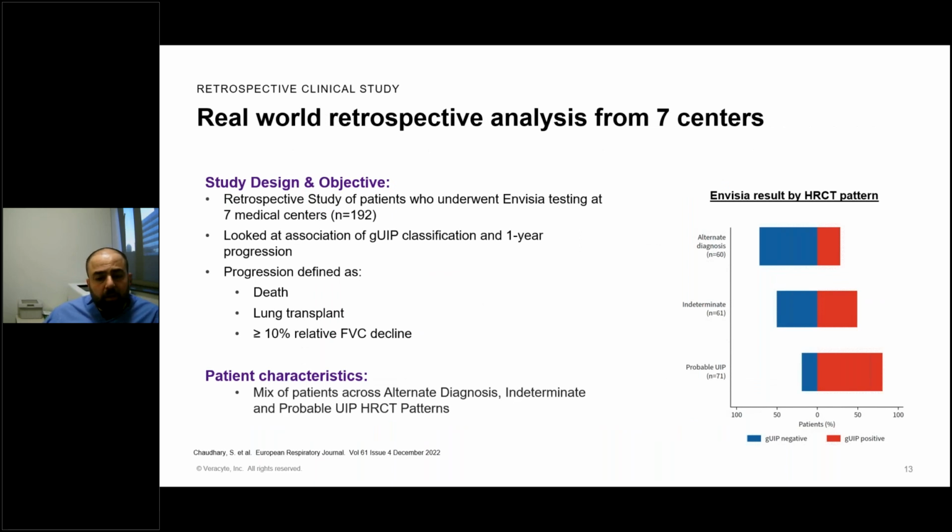So recently, there was a publication in ERJ that looked at the association of genomic UIP classification with 1-year progression in 7 medical centers that had done the Envisia classifier. They defined progression as either death, lung transplant, or a relative decline in FVC of 10% or more. These patients had a mix of patterns on HRCT: alternate diagnosis, indeterminate, as well as probable UIP patterns.